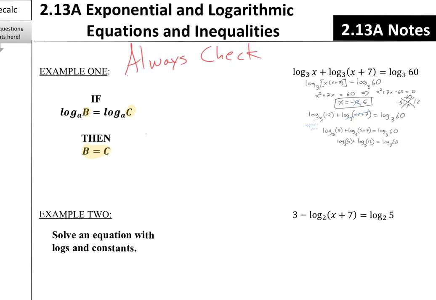You're mainly checking for negatives inside the log. You can have a negative, but for example, let's say this is negative 5. That's okay because negative 5 plus 7 still makes it 2. So that would work out. But if this whole thing ends up being negative, it's not going to work.